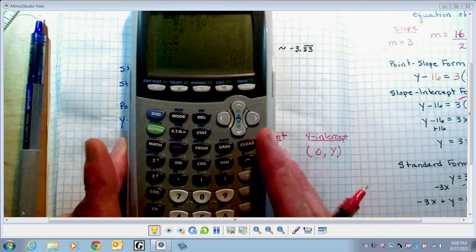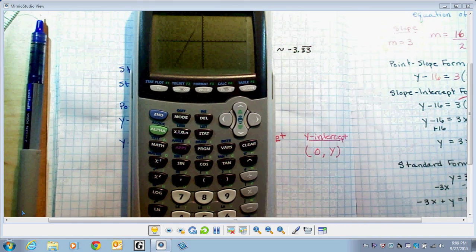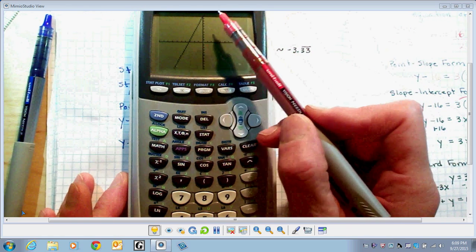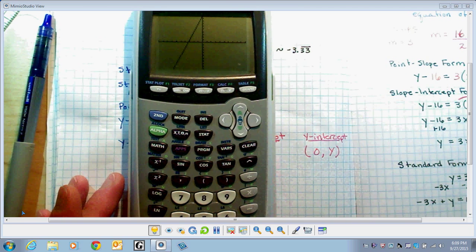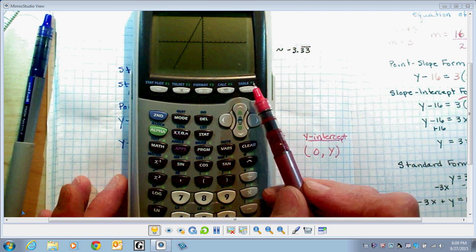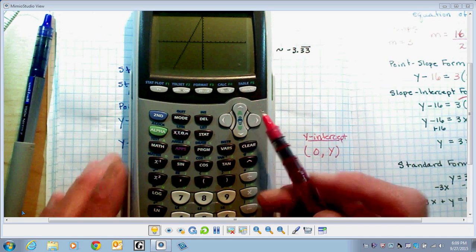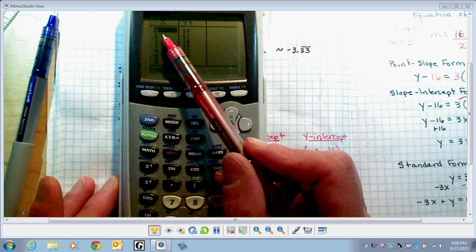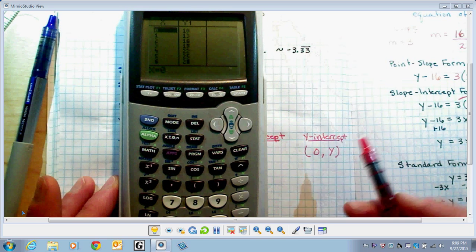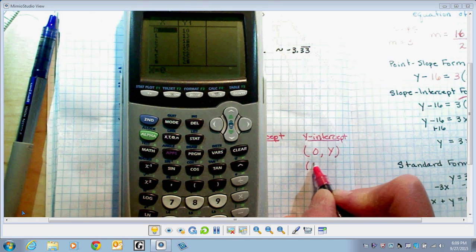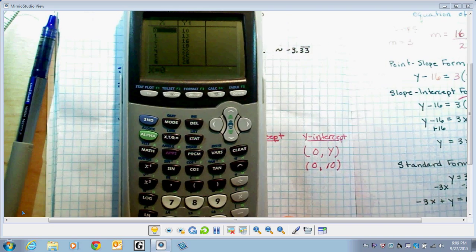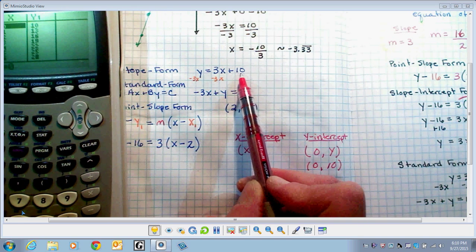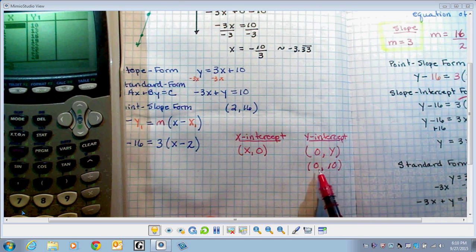So a lot of you are tempted just to go directly to the graph and try to get it from here. The problem is this is not -3. And this is kind of off my screen here, so it's hard for me to tell. So the first thing I'm going to do is go to my table. So I'm going to do second table. Oh, look at that. X is 0, y is 10. Okay, so this is 0, 10. I already knew that though, right? I knew that from using my slope-intercept form, that my intercept for the y-axis would be 0, 10.